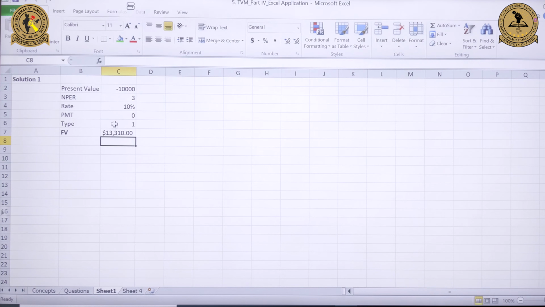So the value comes out to be rupees 13,310. So if you are investing rupees 10,000 at an interest rate of 10%, payment is made at the beginning of the period and time period is 3 years, then the future value in such a scenario is rupees 13,310.